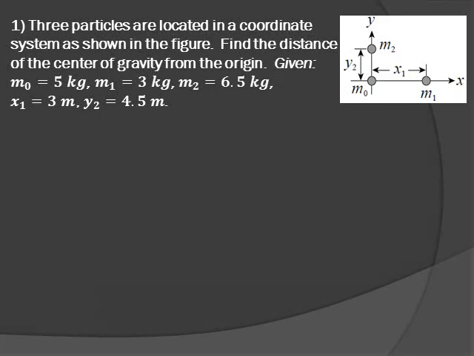So basically what we're going to do is find the center of mass, or center of gravity, in the x direction and the center of gravity in the y direction. That's going to give us our xy coordinate, and then we'll find the total distance from the center of mass to the origin.